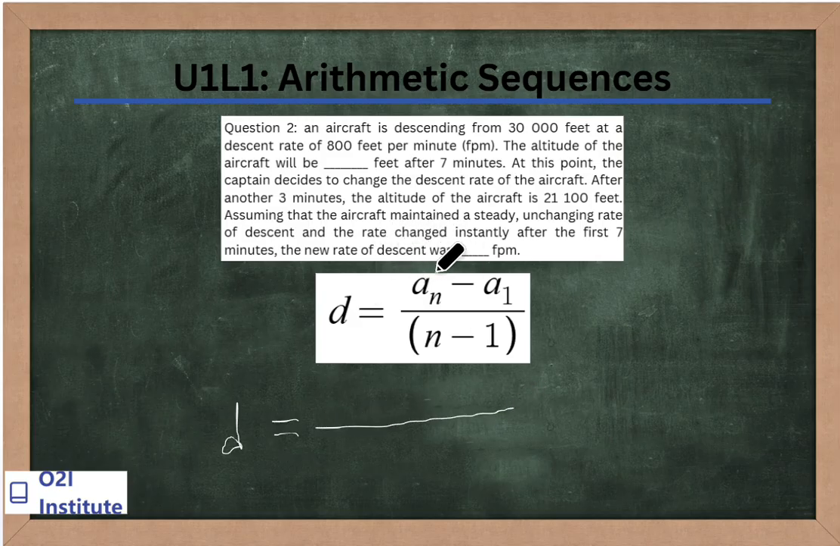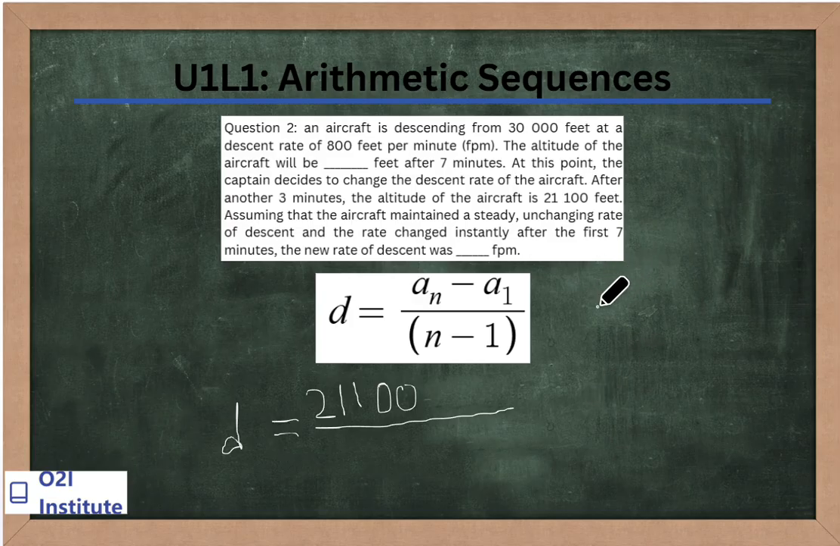Since it's after the 3 minutes, an is the altitude after the 3 minutes, which would be 21,100. And now, what is a1 here? Is a1 this, 30,000 feet? No. Now, we might think that a1 would be the answer we previously calculated after the 7 minutes, but that would be incorrect as well, since a1 means the first term.